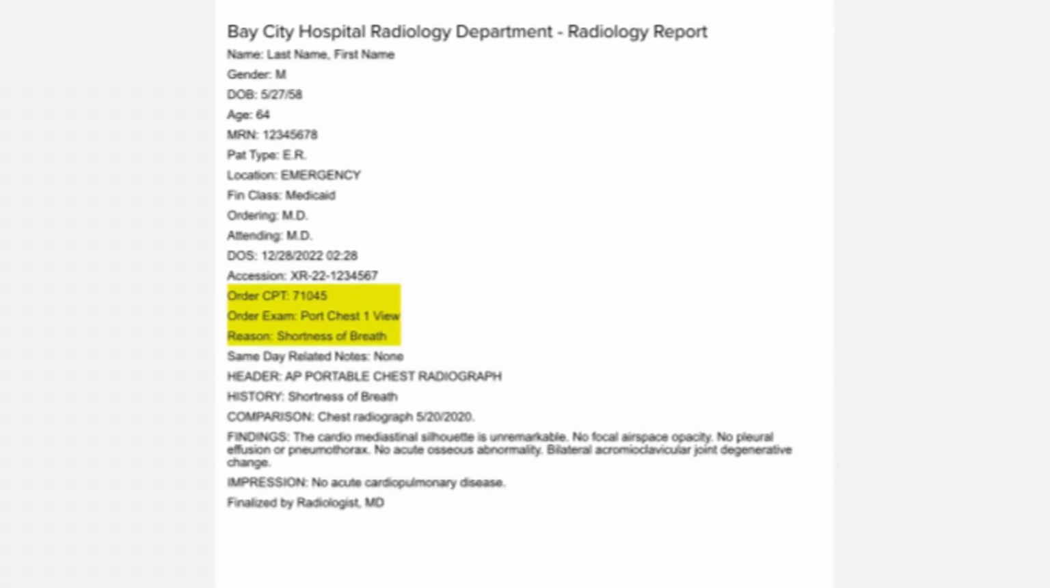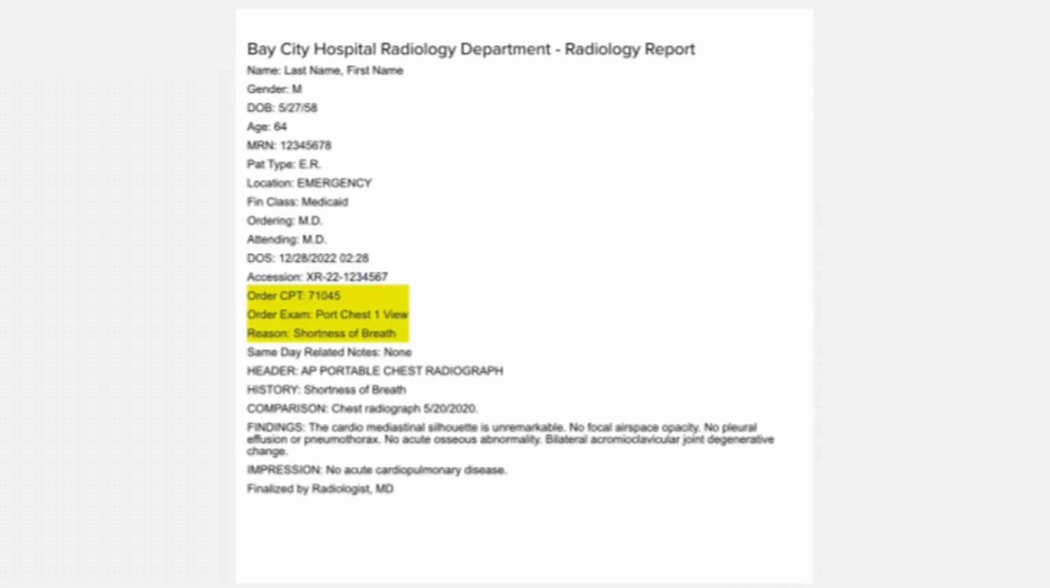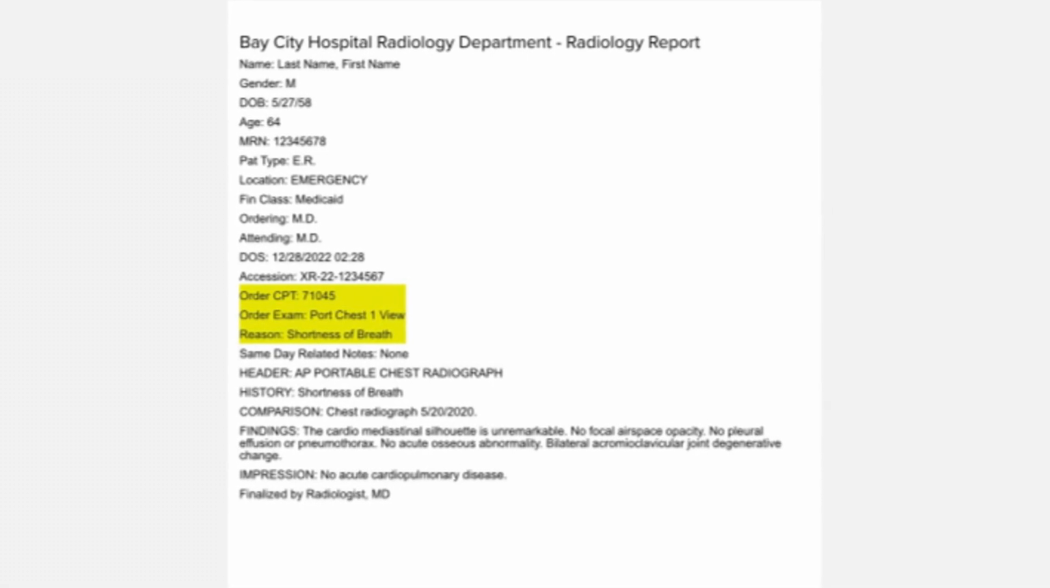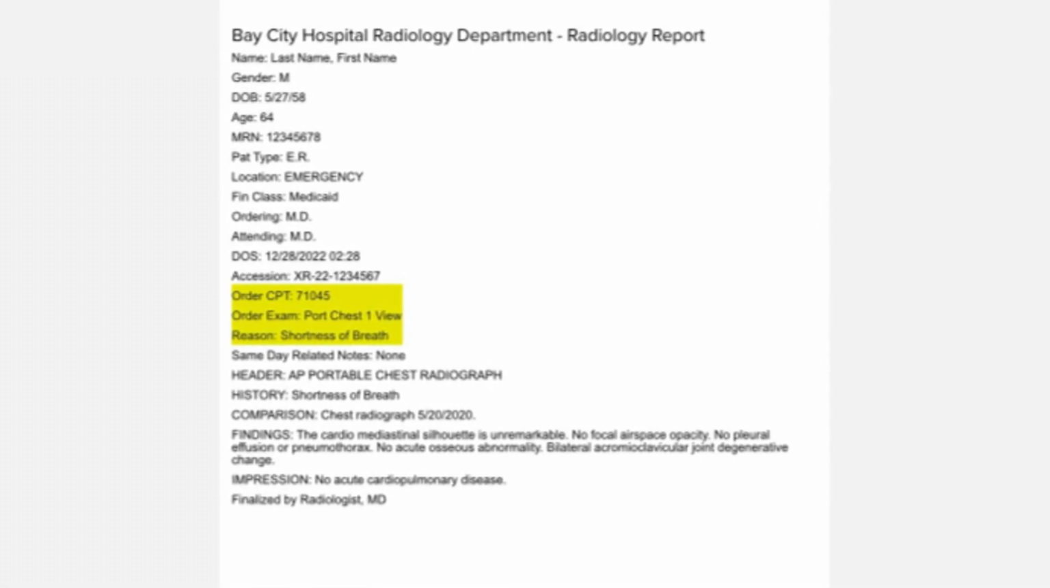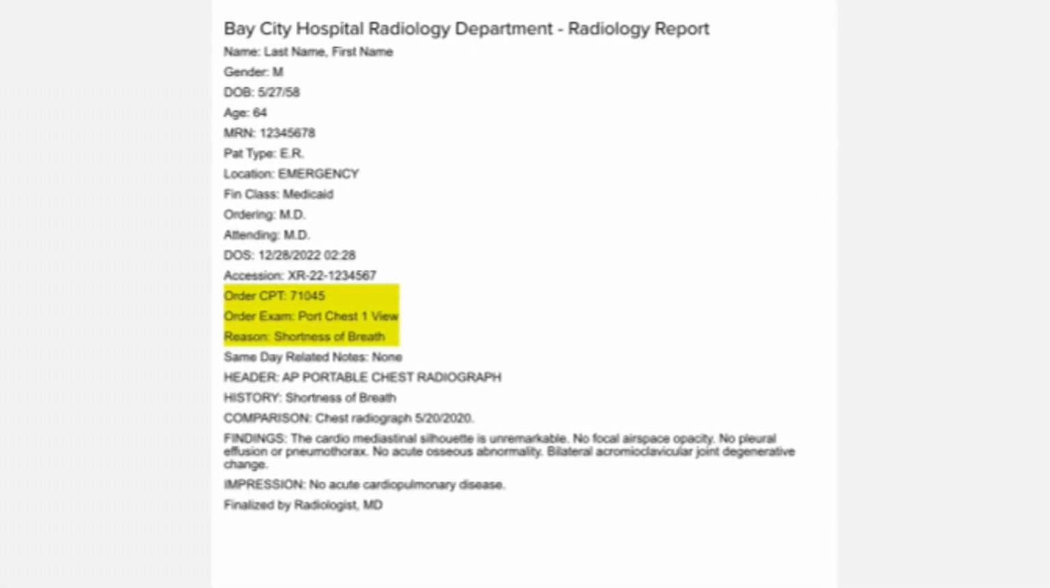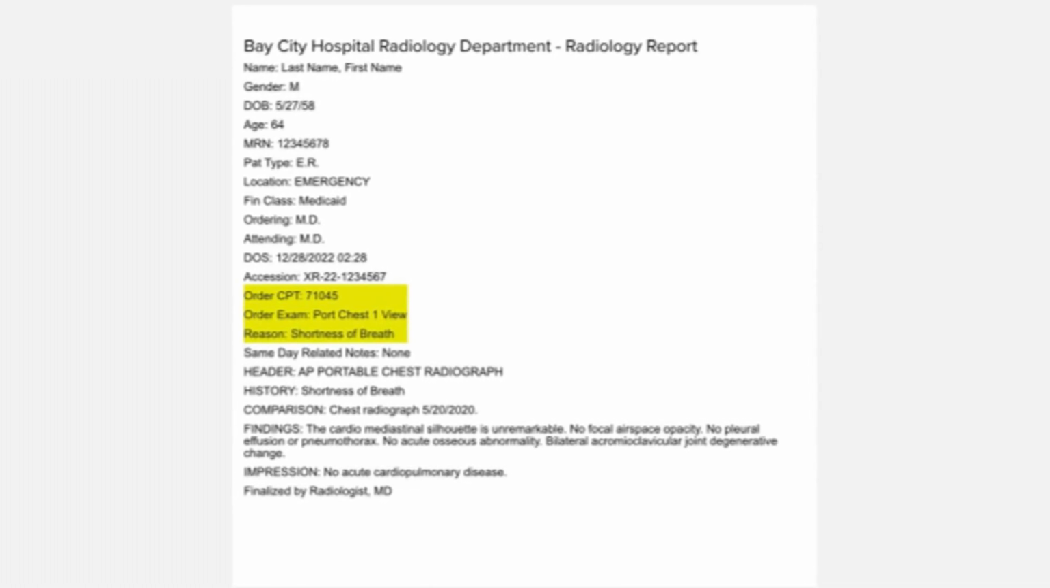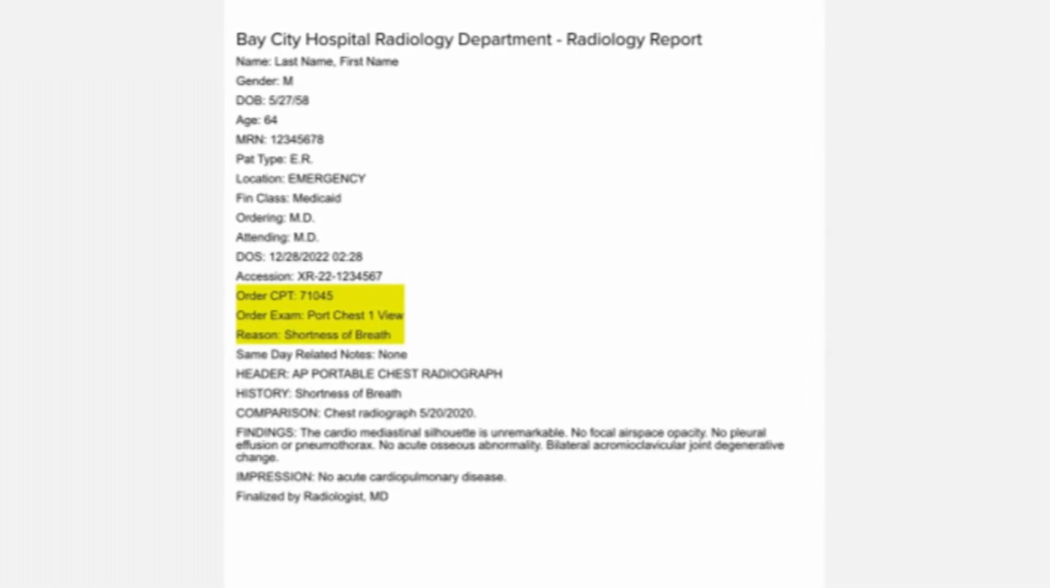Reason, shortness of breath. Before an exam is performed, it must be ordered. Electronic medical records include clinical order entry with CPT codes built into the requested exam. These orders let the radiology department know what exam to do and why.